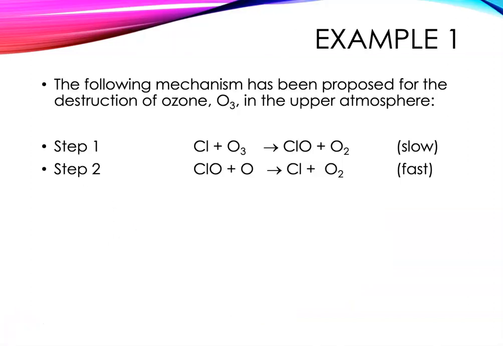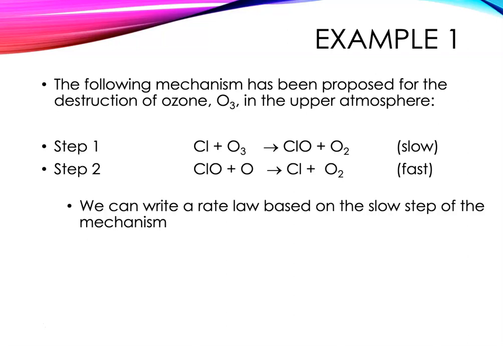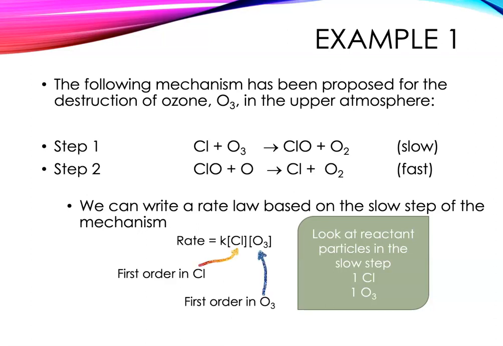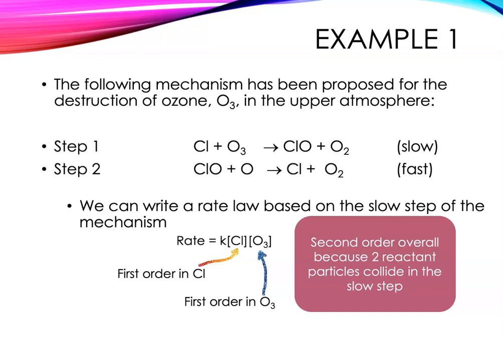Since we've been talking about this mechanism for the destruction of ozone, let's see how it meets those two requirements. We can write a rate law based on the slow step of the mechanism. The slow step is the one that determines the rate, so we look at the number of particles in the slow step. We have one chlorine atom and one ozone molecule. So we can write that the rate equals the rate constant times [Cl] times [O3]. First order in Cl, first order in ozone, and that matches what we see in the slow step. I also want to point out that this rate law is second order overall because the slow step has two reactant particles colliding.